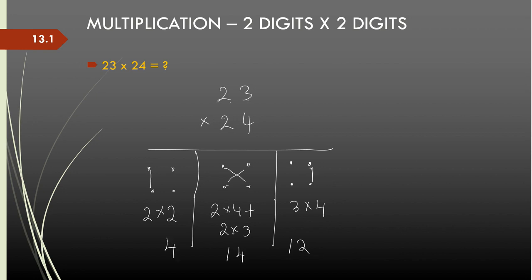So this is 12, this is 8 plus 6, 14, and this is 4. Now each part can have only one digit, so the extra digits pass. So this one will get added here and this one will get added here. So this becomes 5, 5 and 2. So 552 is the product of 23 and 24. So if you notice, you can calculate the product in very few steps, and the writing space is also reduced with some practice.